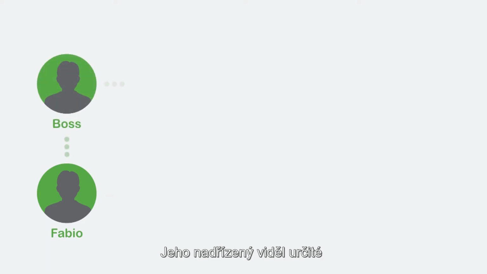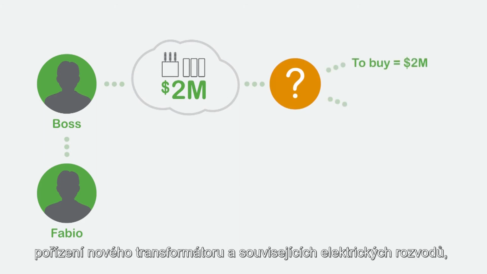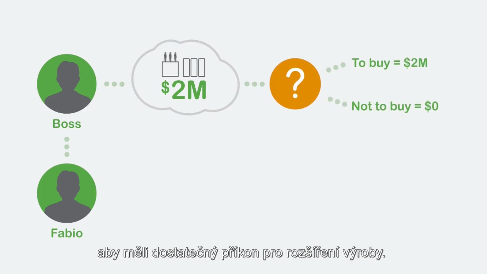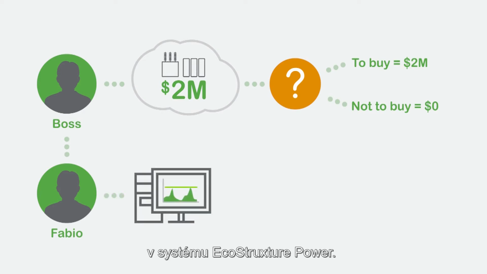Imagine that Fabio works on the facility operations team of an industrial plant. His boss has seen some high peak loading and is leaning towards buying a new transformer and associated switchgear to give them some room for expansion. Fabio decides to do some more digging into the EcoStruxure Power system.